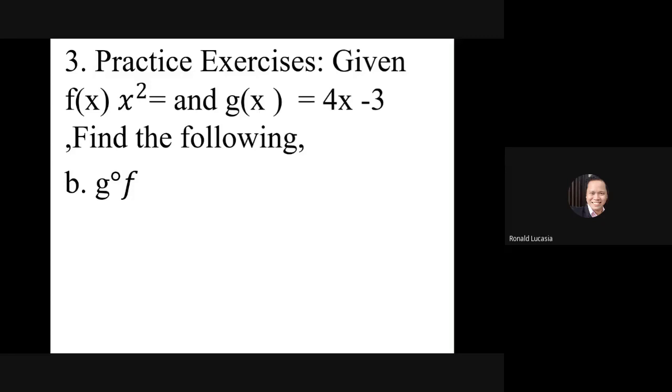Very good. Majority of those students who submitted their answer got it correctly. So this will be equal to g of f of x. Our g of x here is 4x minus 3, so all you have to do is substitute x using our f of x, which is x squared. It should be like this. So this will be 4x squared minus 3. Very good. Let's try g of g. Solve g using g.